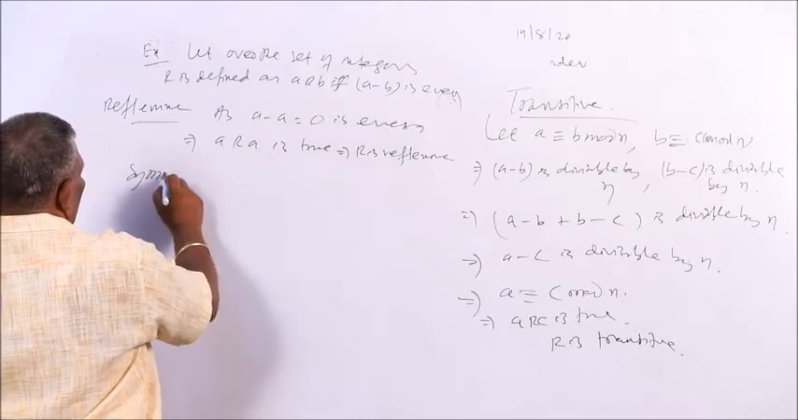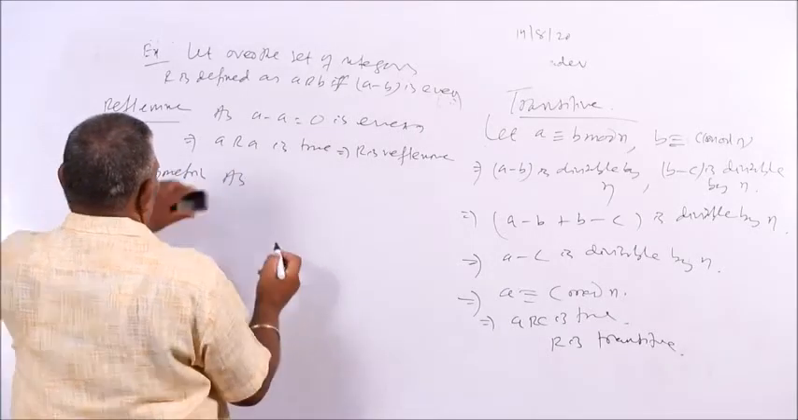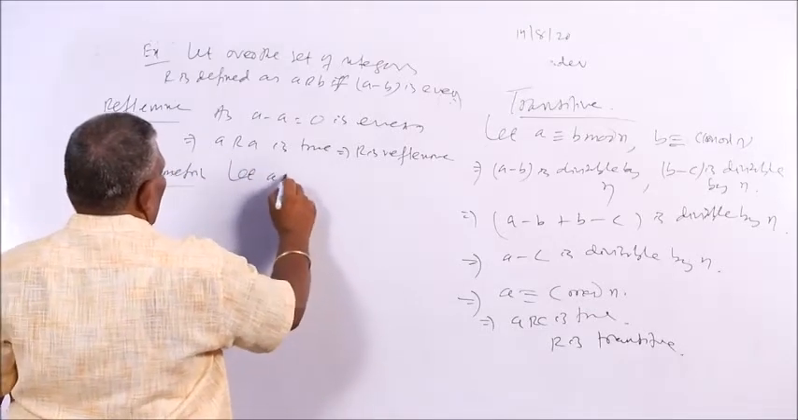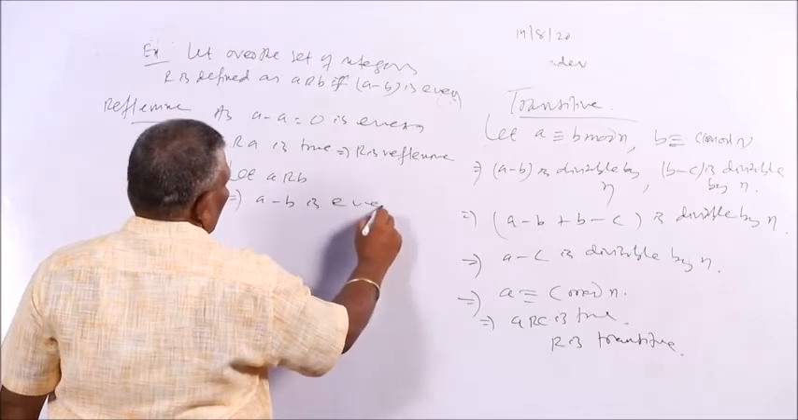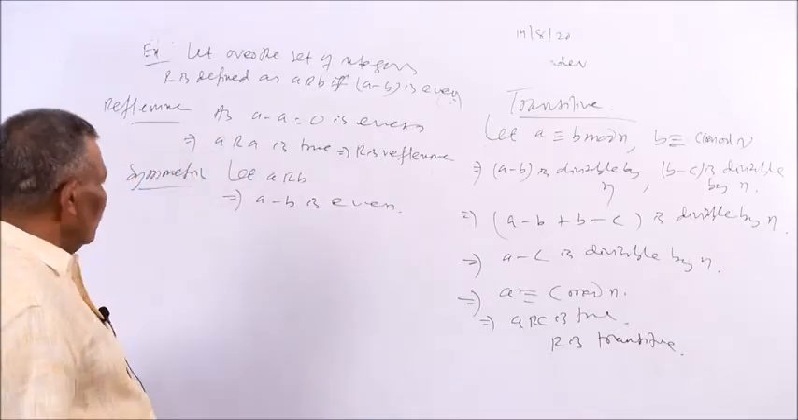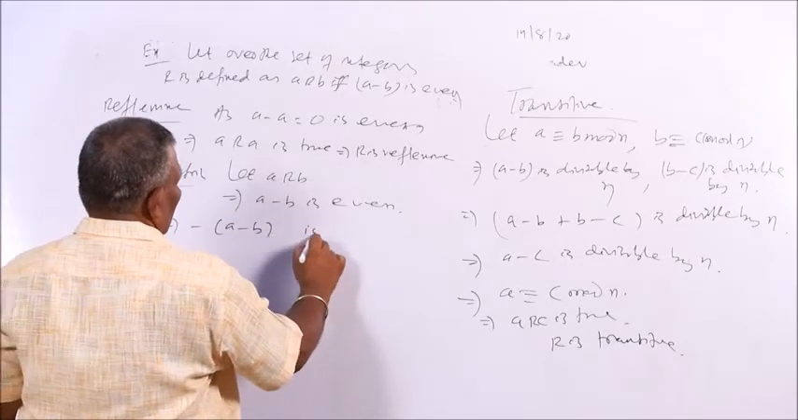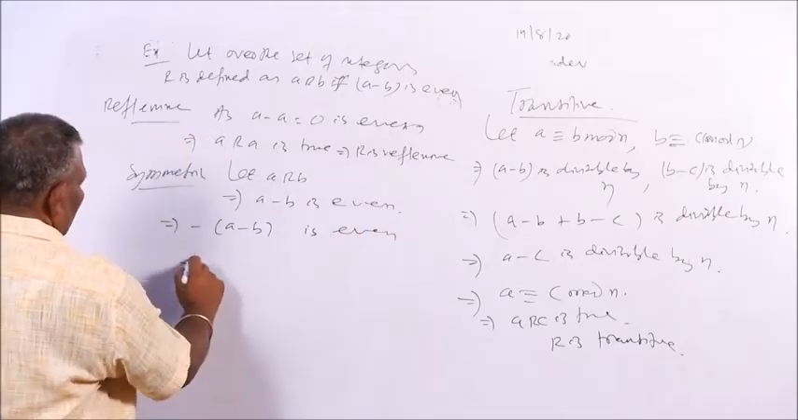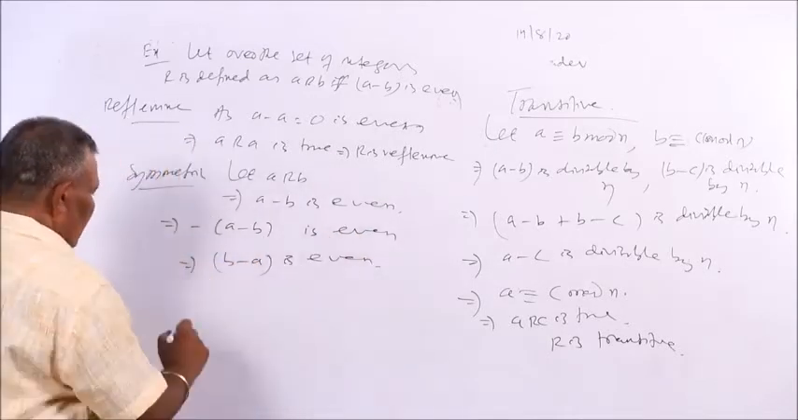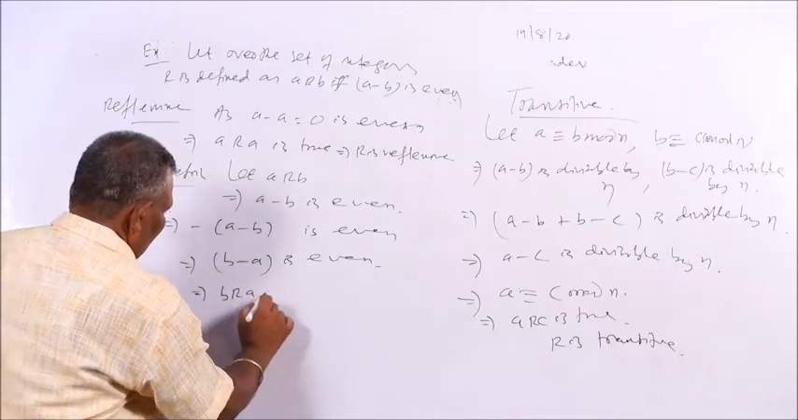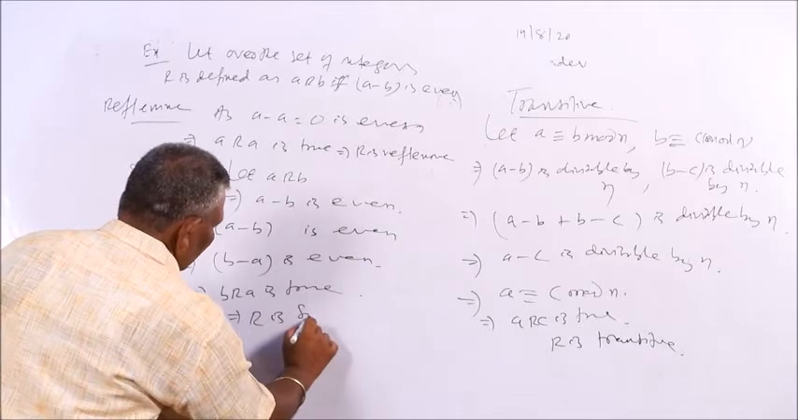Symmetric, as let a be related to b, that implies a minus b is even. If 4 is an even number, then minus 4 is also even. That implies minus of a minus b is even. That implies b minus a is also even. That implies b R a is true. That implies R is symmetric.